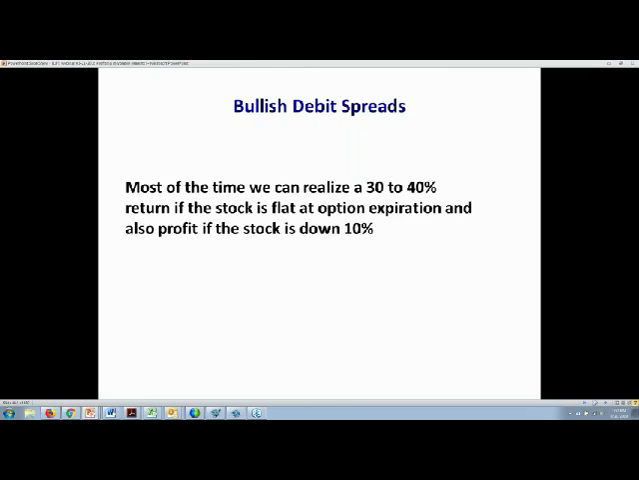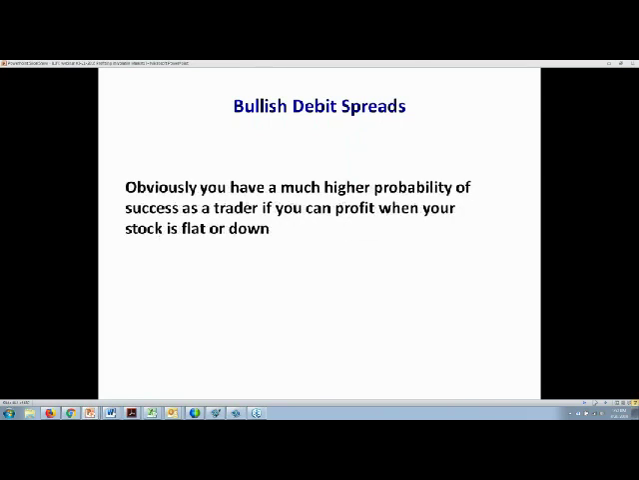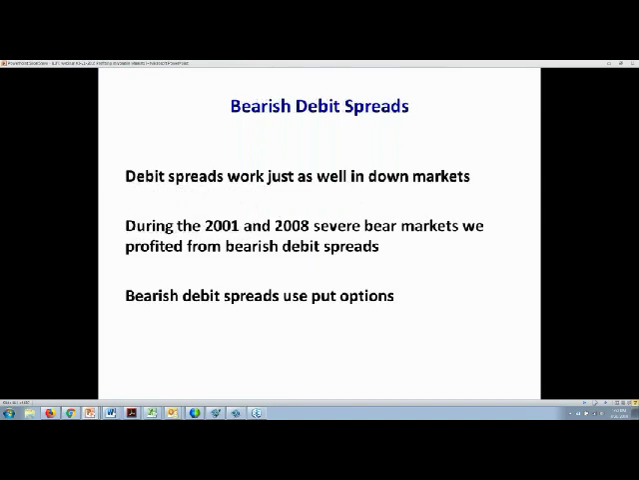And as I mentioned, most of the time we can realize a profit if the stock is flat or even down at option expiration. So obviously you're going to have a much higher probability of success as a trader if you can profit when your stock is flat or even down at expiration. So that gives you a big advantage over directional trading.